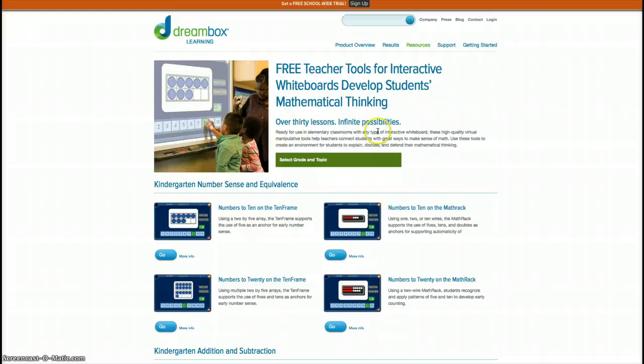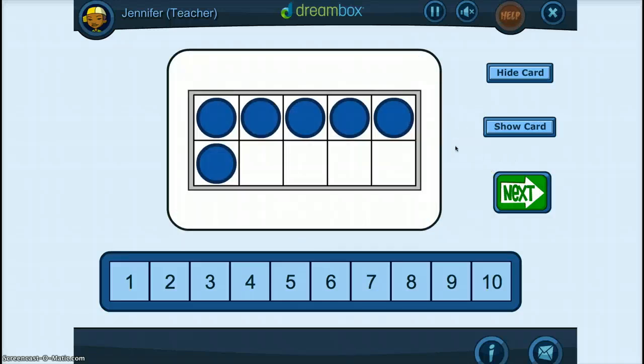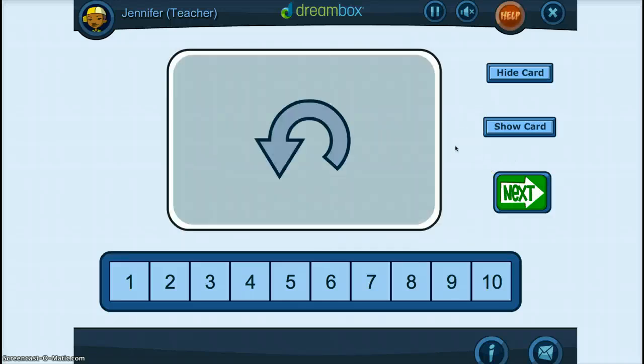We'll work through a couple of the teacher tools to show you the power of what DreamBox really does for students. Let's go to the numbers to 10 on the 10 frame. One of the things that you'll notice immediately is that it says kindergarten, yet we know that this is probably something that our grade 1 students will benefit from as well. So when I click on this, I'm presented with, I've turned the volume off for this, by the way, a flash of number.